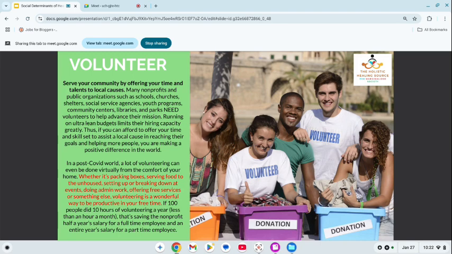If 100 people did 10 hours of volunteering a year, less than 1 hour a month, that's saving the nonprofit that they're volunteering for half a year's salary of a full-time employee and an entire year's salary of a part-time employee. So if 100 people did 10 hours a year, less than one a month, that could save that nonprofit tens of thousands of dollars in budget that could be better spent going towards actually helping the people who are participants and beneficiaries of their cause.